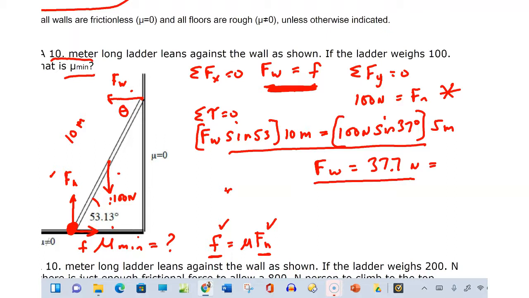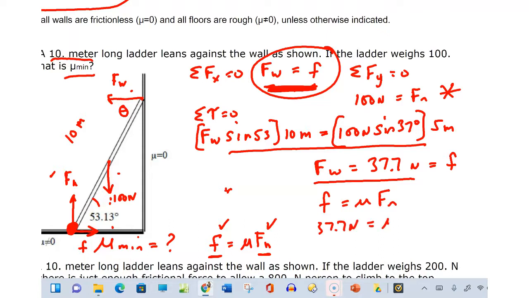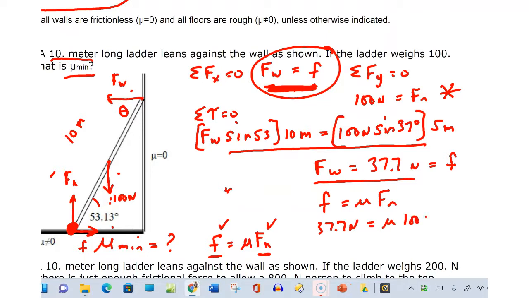So now we can use the equation friction, which we found as FW, but it also equals the friction. Remember up here? So friction equals mu times normal. 37.7 newtons equals mu times 100 newtons.